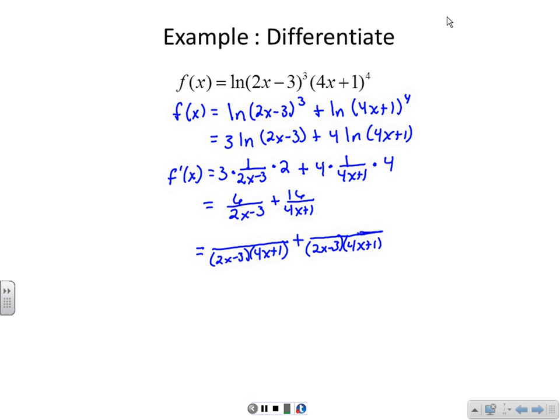Okay, and so we need to multiply the first fraction's numerator by that 4x+1, and when we do that we're going to get 24x+6. And we need to multiply the 16 times the 2x-3, which is going to give us 32x-48. And so now we're ready to put these two fractions together by adding the numerators. And so when we do that, we're going to get 56x-42 all over the common denominator.